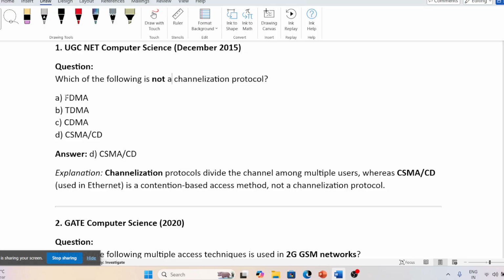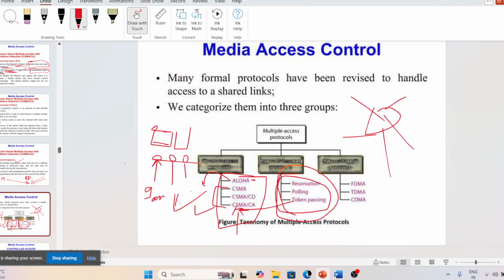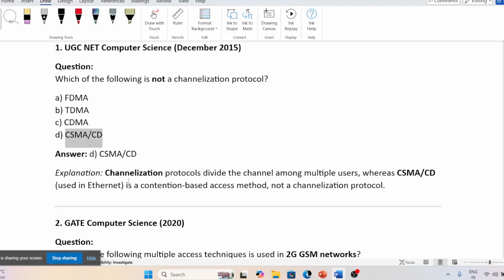हमने देखा सर, FDMA में होता है फ्रीक्वेंसी डिवीजन मल्टीपल एक्सेस, टाइम डिवीजन मल्टीपल एक्सेस, कोड डिवीजन मल्टीपल एक्सेस। CSMA/CD is a part of random access protocol. तो इस इमेज में ये CSMA किसमें है? रैंडम एक्सेस के अंदर है। और जो जनरलाइज प्रोटोकॉल में सिर्फ तीन ही प्रोटोकॉल, like this examiner can ask a question.